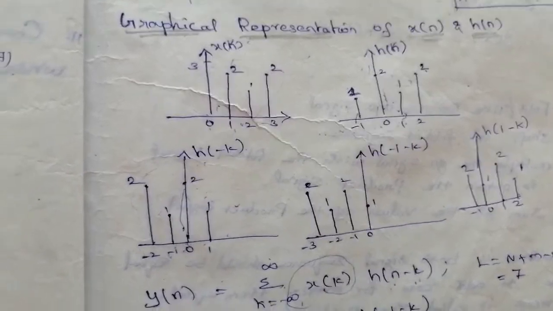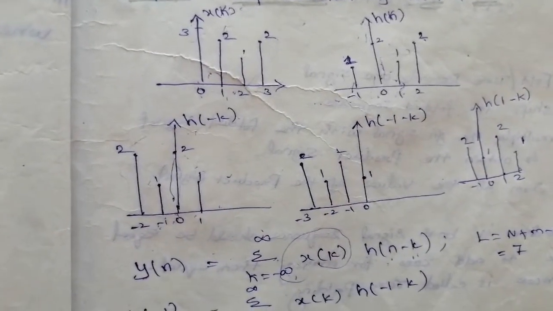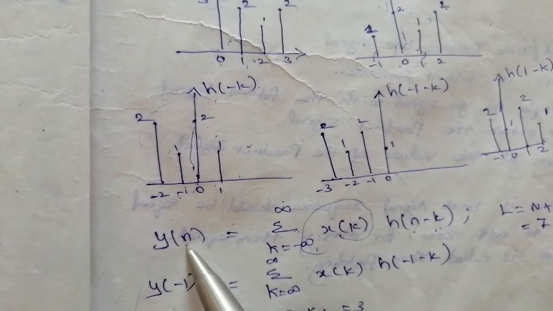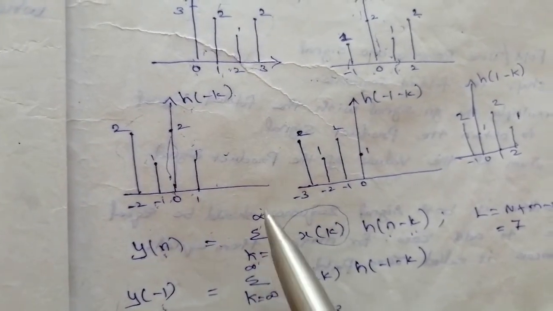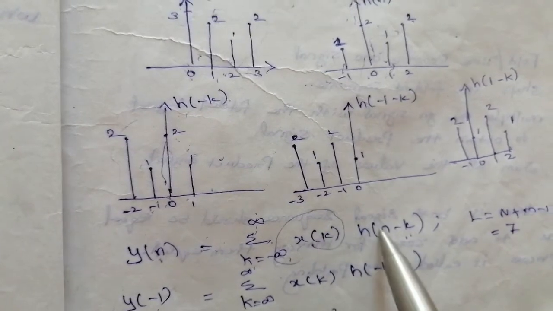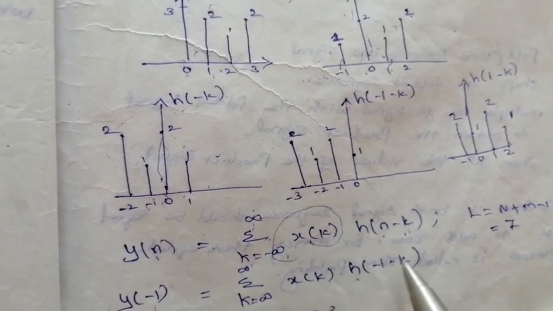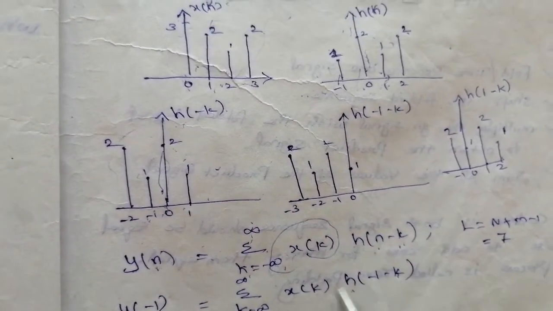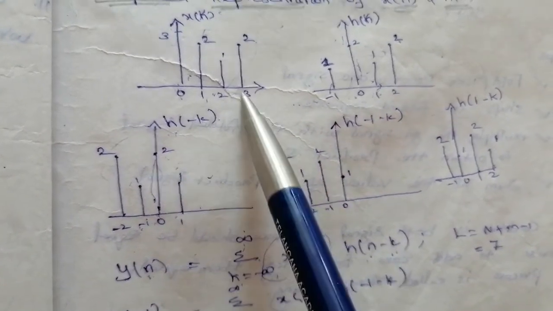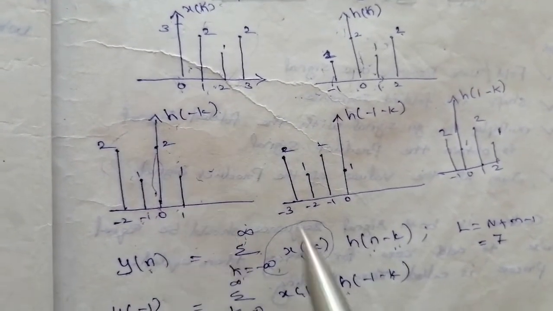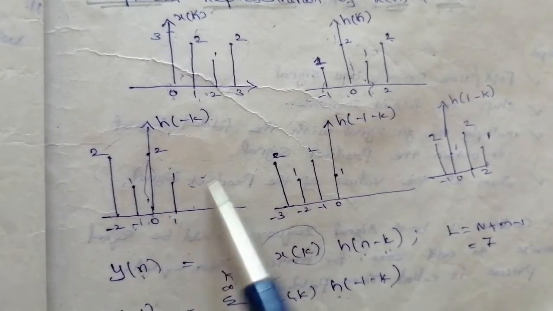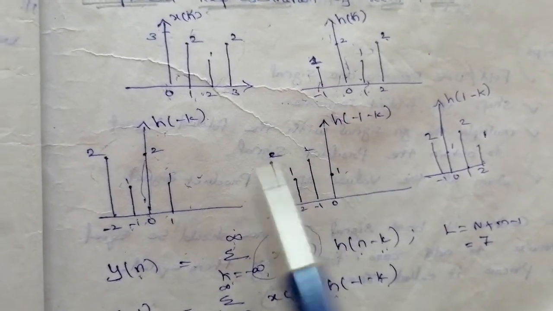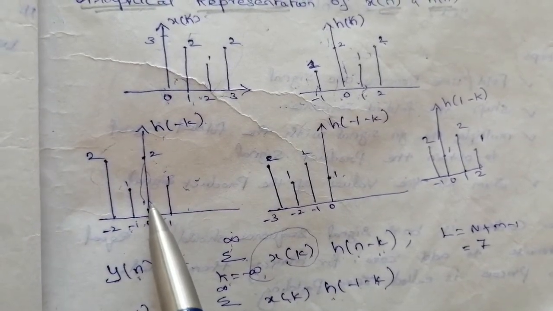So next, to substitute in this formula, the n range is minus 1 to 5. First substitute minus 1. So summation k equal to minus infinity to infinity x of k, n equal to minus 1 means h of minus 1 minus k. So we have the diagram of x of k and h of minus k, but in our formula it is h of minus 1 minus k. So for that, draw the h of minus 1 minus k with the help of h of minus k.